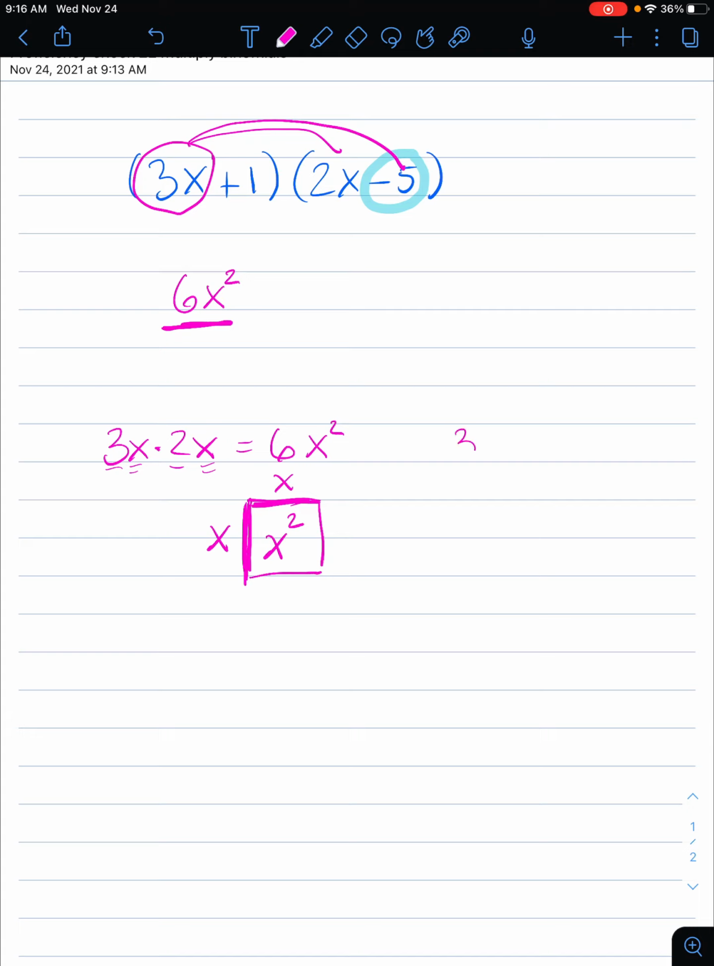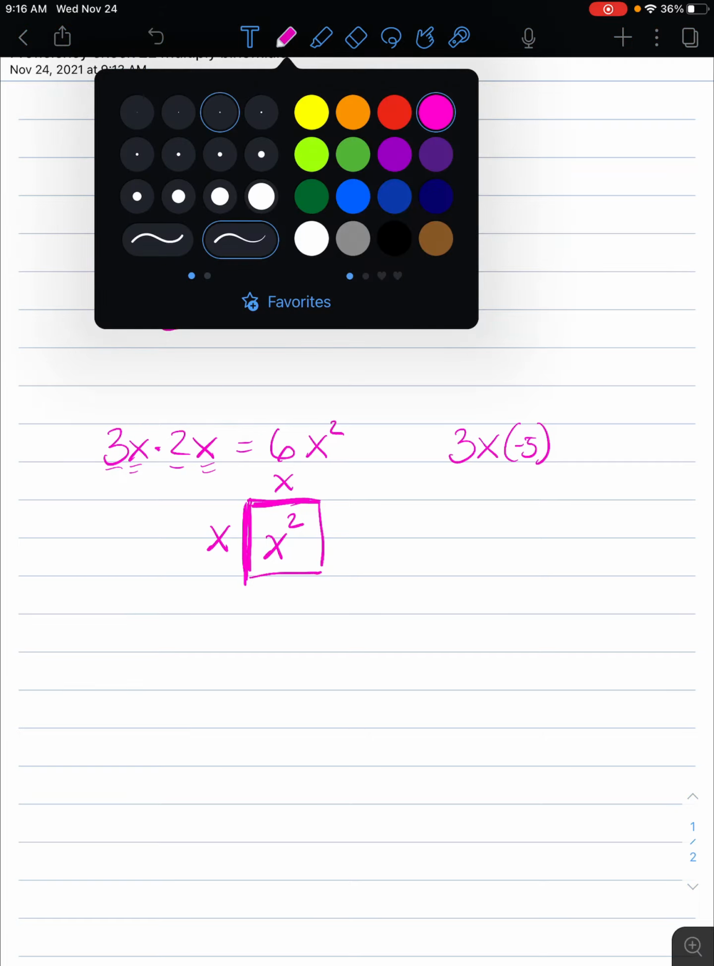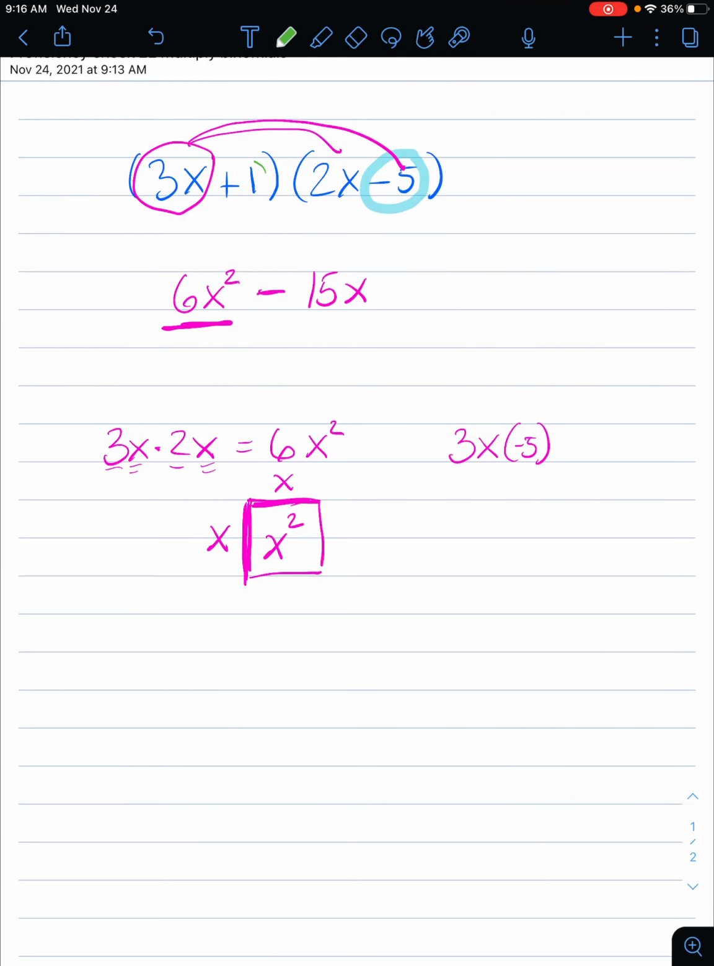So I'm going to do my work here too, 3x times a negative 5, and that is going to be a negative 15x. Okay, so I'm going to use a different color to show the next set of distributions. Now I'm going to distribute a positive 1, again to each term. So 1 times 2x is 2x, and then the next one, 1 times negative 5 is negative 5.